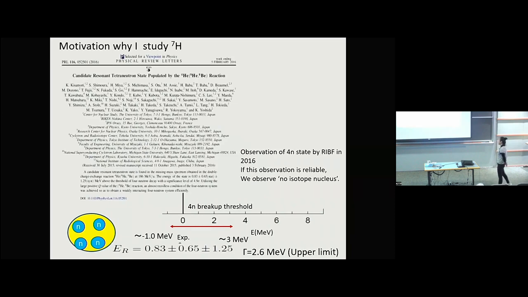Maybe you know that in 2016 we had the observation of the 4 neutron state by RIKEN. According to this experimental data, 0 here means the 4 neutron breakup threshold. Within this threshold, they reported the energy is like this. That means they reported that the energy is from the boundary region to the resonance state region. If this observation is reliable, then we have a neutron-only isotope nucleus.